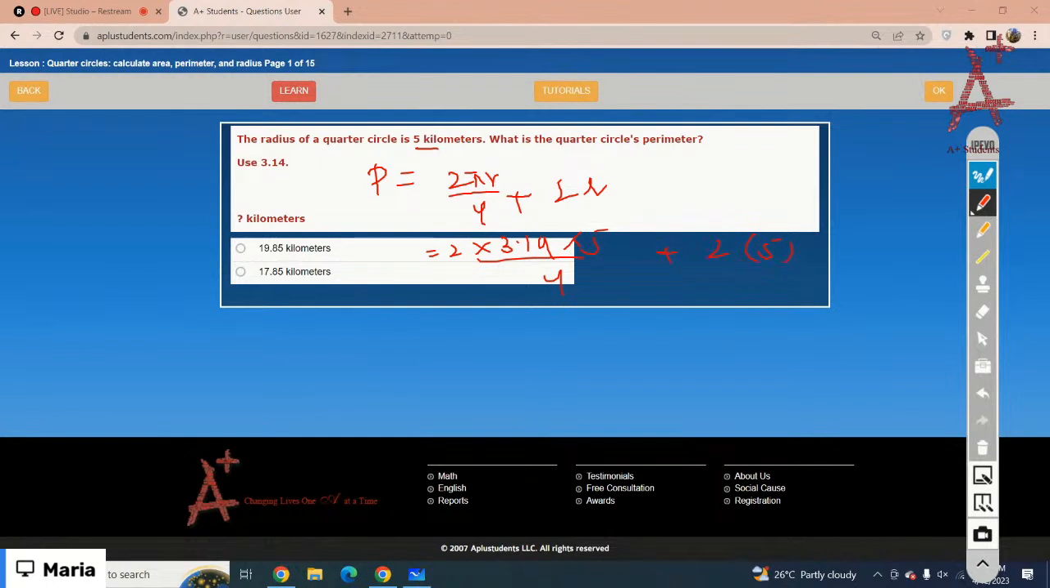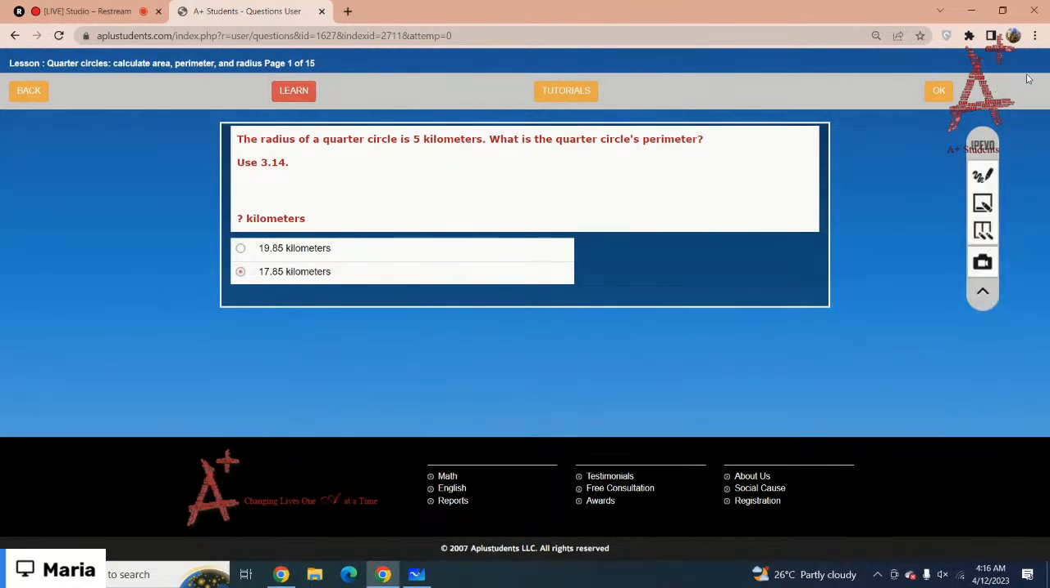So the correct option is 17.85. Got it? Yes, the second one. You simply have to do the calculations. Got it? Just put all the values in the formula and do the calculations. It would be the second one. 17.85 is the correct option.